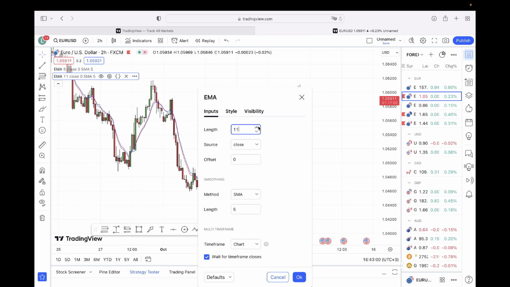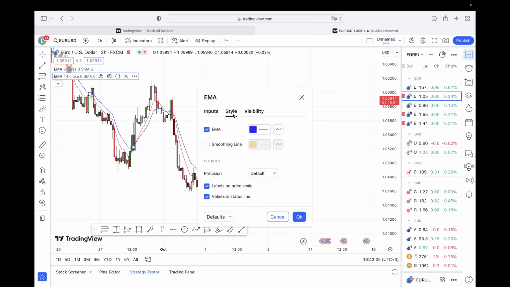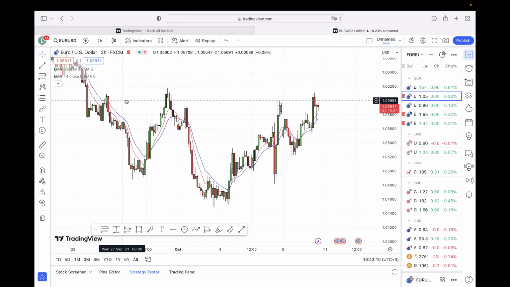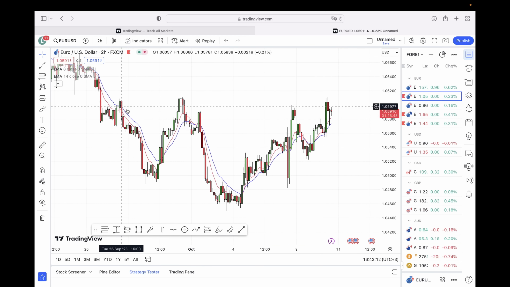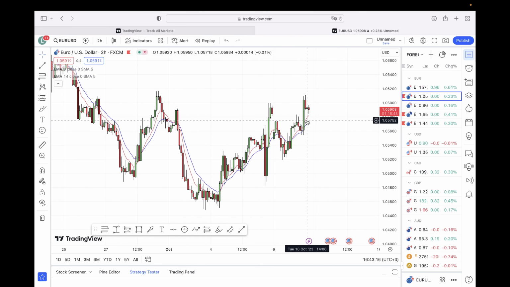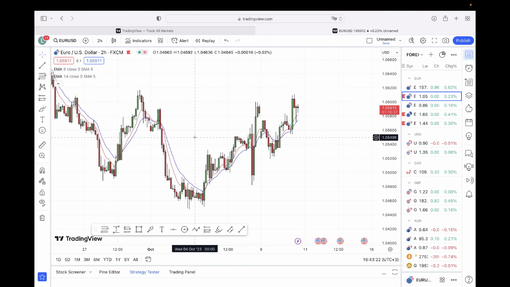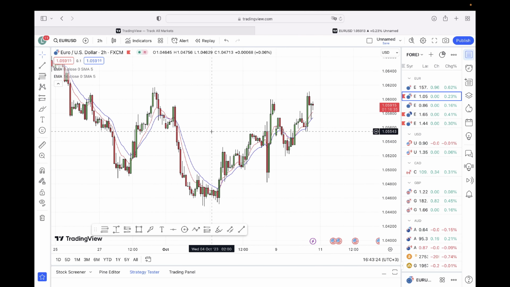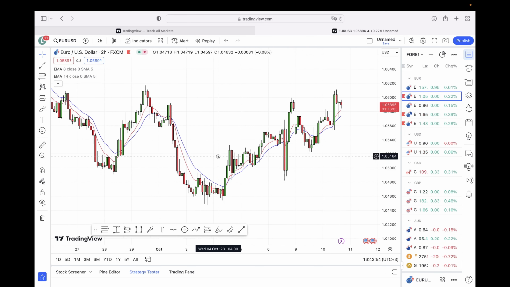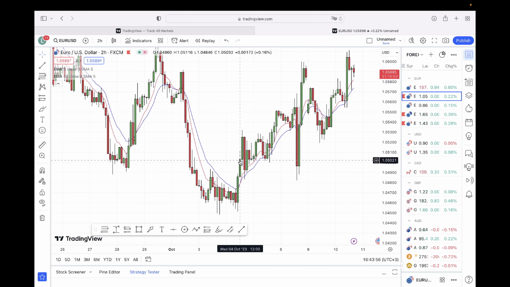And if we're talking about the other line, we should go to settings and we should write an input of 14. So this will be a longer length EMA, and remember that moving averages basically take previous candles. In this case, if we have an input of 14, that means that the blue line will take 14 previous candles of the price and it will devise a moving average, so basically the average movement of the price.